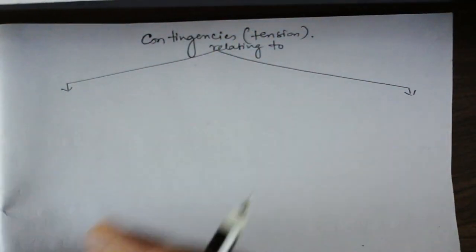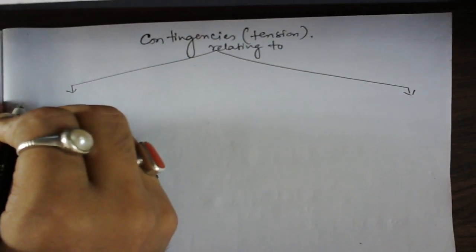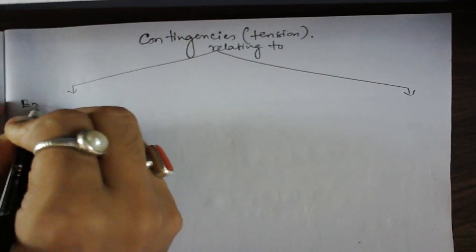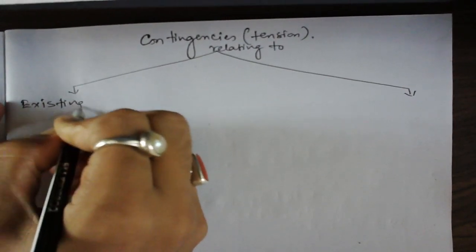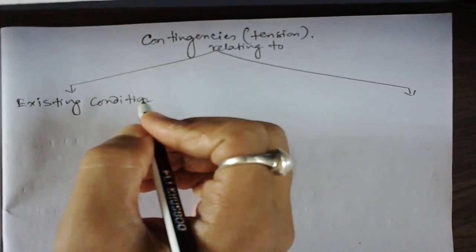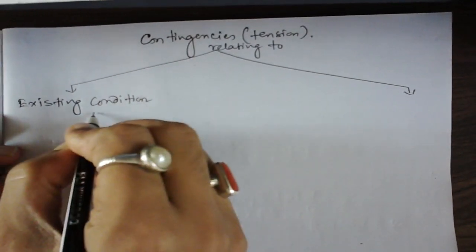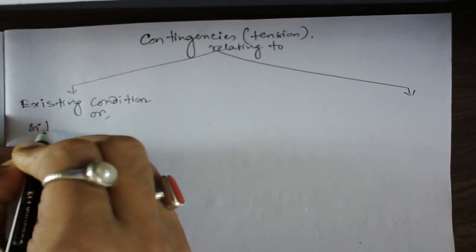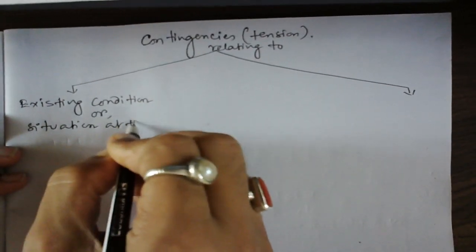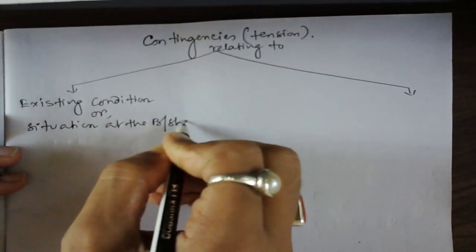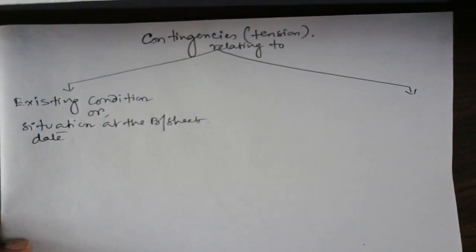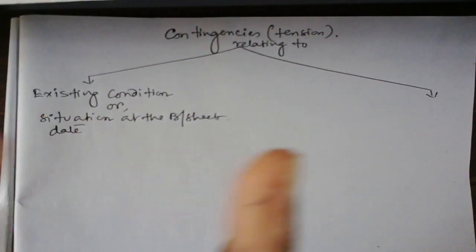What is about the tension? Number one, tension is existing condition or situation at the balance sheet date. Sir, what are you talking about? Sir, I am talking about any condition which is existing at the balance sheet date.